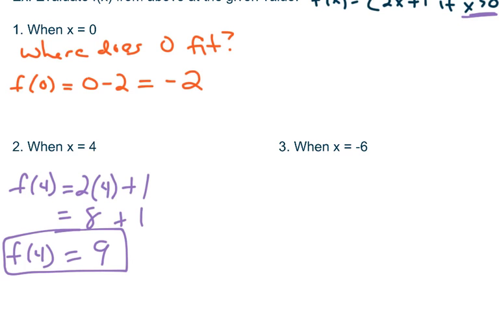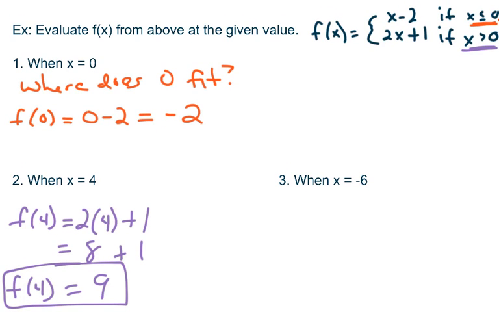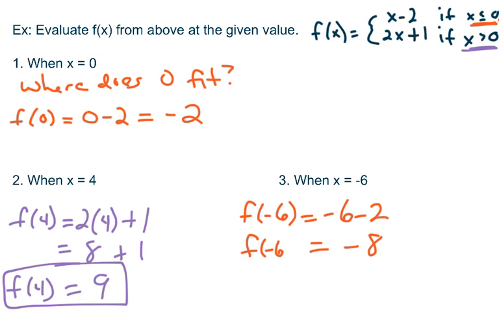Let's try a third one here, negative 6. Okay, so negative 6, let me bring this function back in. Negative 6 is not greater than 0. Negative 6 is less than or equal to 0. So again, we're going to use the top function here. So I'll go back to red. We're going to say f of negative 6 is equal to, plug in our negative 6, so negative 6 minus 2. Negative 6 minus 2 is negative 8. So we can say that f of negative 6 is equal to negative 8.